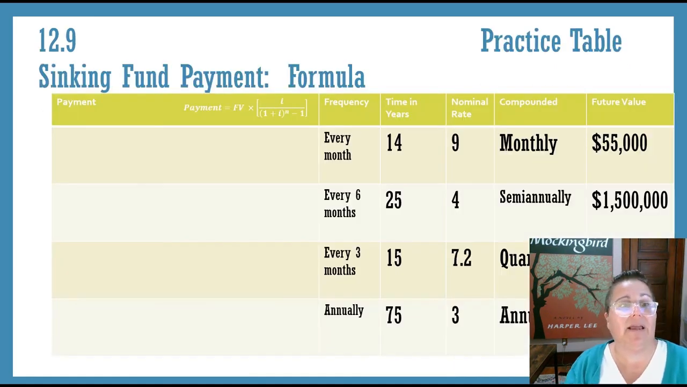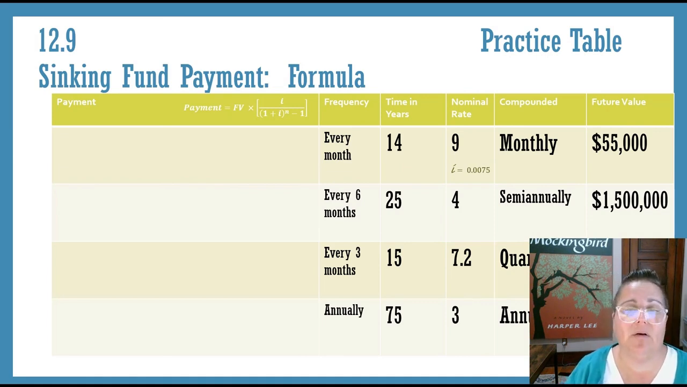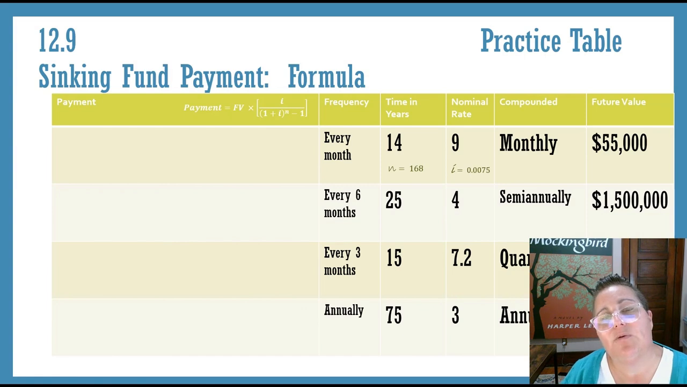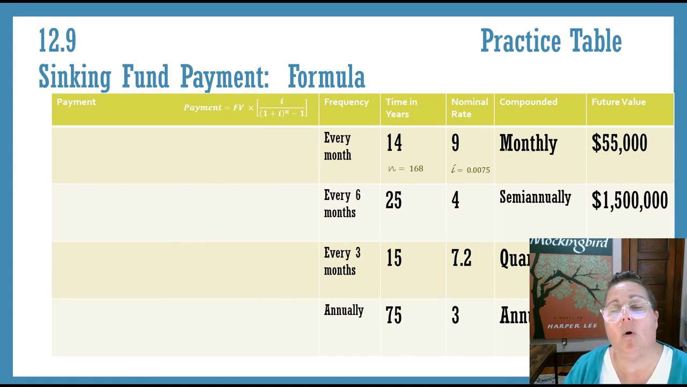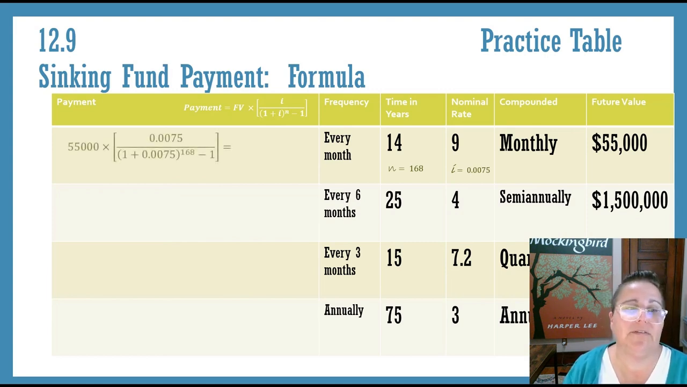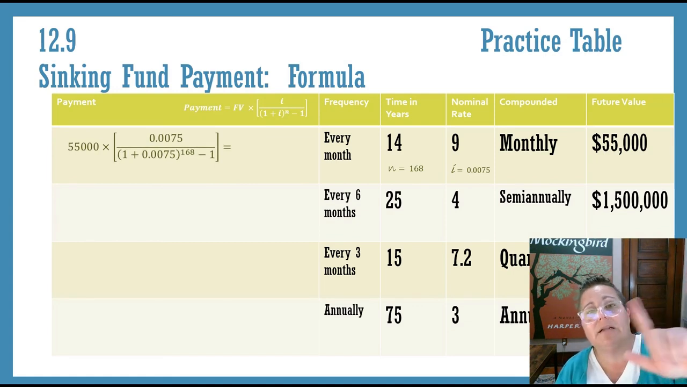As with the last time I have practiced, we're going to use the same formula for the sinking fund payment. Our I value will be 9% divided by 12 for every month, or 0.09 divided by 12, or 0.0075. Total number of compounds will be every month for 14 years, or 168. The goal or future value is 55,000. So the formula will look like 55,000 times 0.0075 divided by 1 plus 0.0075 to the 168th power minus 1.